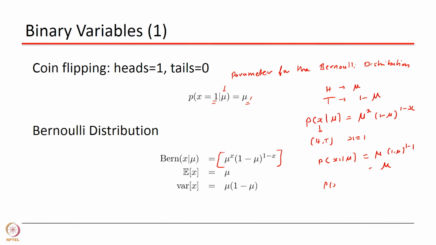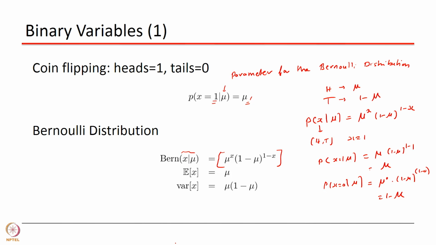And the probability of x equal to 0 given mu is mu raised to 0 times 1 minus mu raised to 1 minus 0, which is 1 minus mu. So that is correct. So the probability of getting a heads or a tails, if you want to link it to some experiment that way, is what this denotes. The mu is the parameter for the Bernoulli distribution.